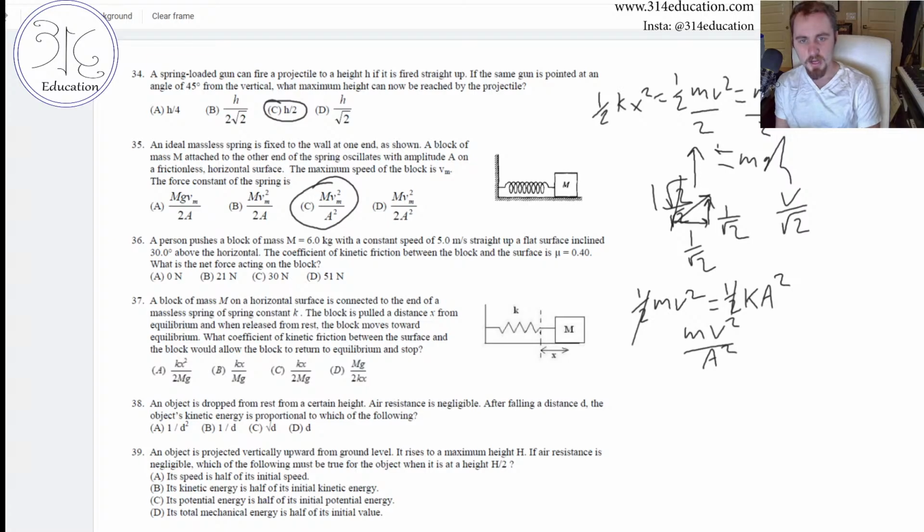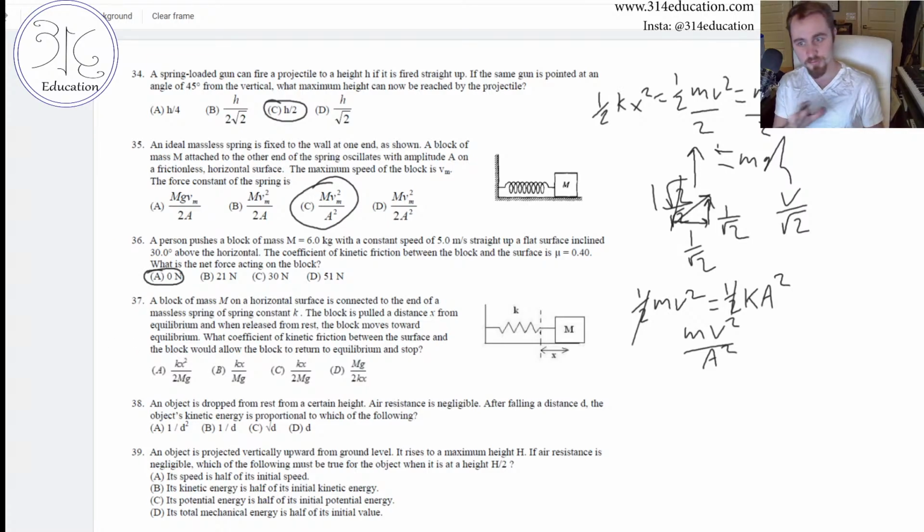Next we've got a person pushes a block of mass 6 kilograms with a constant speed of 5 meters per second straight up a flat surface inclined 30 degrees above the horizontal. Constant speed. What does constant speed tell us? Zero acceleration. The coefficient of friction between the surfaces is given as 0.4. What is the net force acting on the block? Again, constant speed, zero acceleration. The net force is going to be 0.